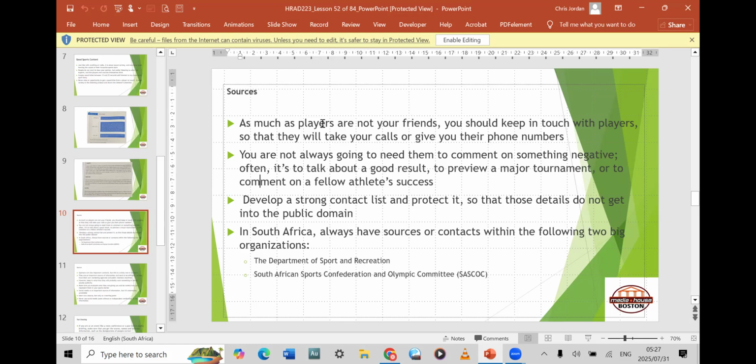You know, how well they did, how proud they are of the team. Like, let's say I played that day, executed perfectly, that type of stuff. So to preview a major tournament or to comment on a fellow athlete's success. It's a celebration. So develop a strong contact list and protect it so that those details do not get anywhere.